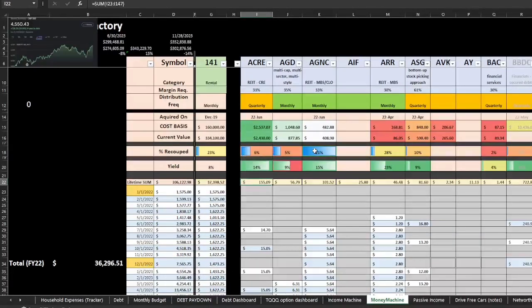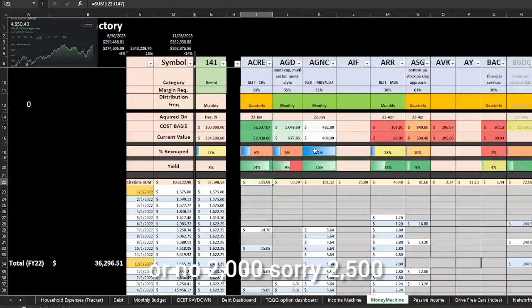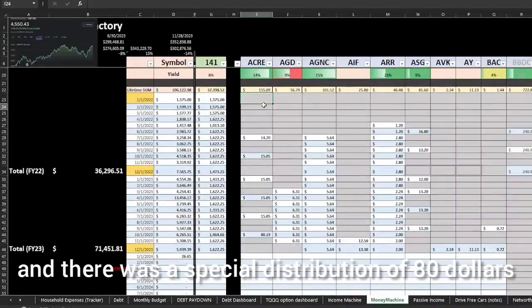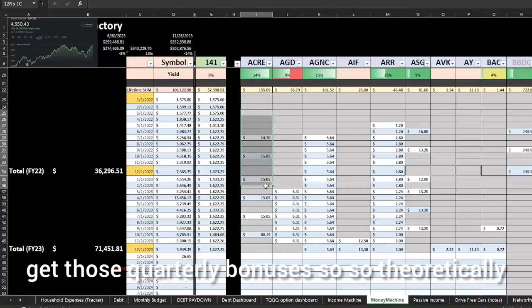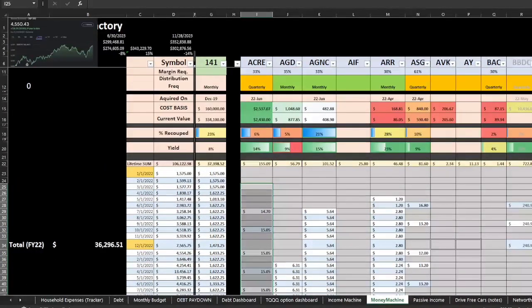I don't know how much I've invested, about 7,000, or no, 2,000, sorry, 2,500, and I received back 155. And you can see it pays quarterly. And there was that special distribution of $80.19 versus the 15. So it's nice to get those quarterly bonuses. So theoretically, if you know it's 14%, you know you'll get back your money in about 7 years probably.